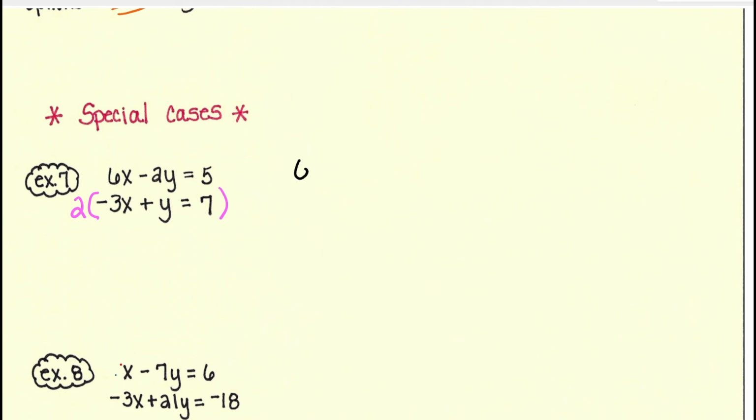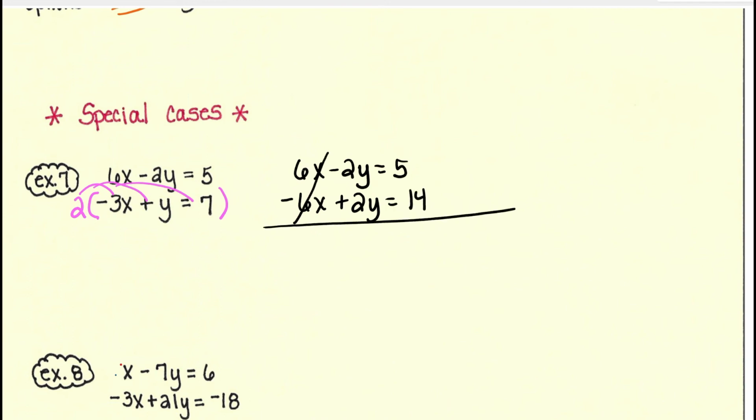So I'm going to bring the 6x minus 2y is equal to 5. We're just going to bring that over. Distribute that 2 through. That gives me negative 6x plus 2y is equal to 14. The x's eliminate. The y's eliminate. Those are the ones I wanted to, but they both did. That leaves me with nothing, like 0 over there. On this side, 5 plus 14 is 19.